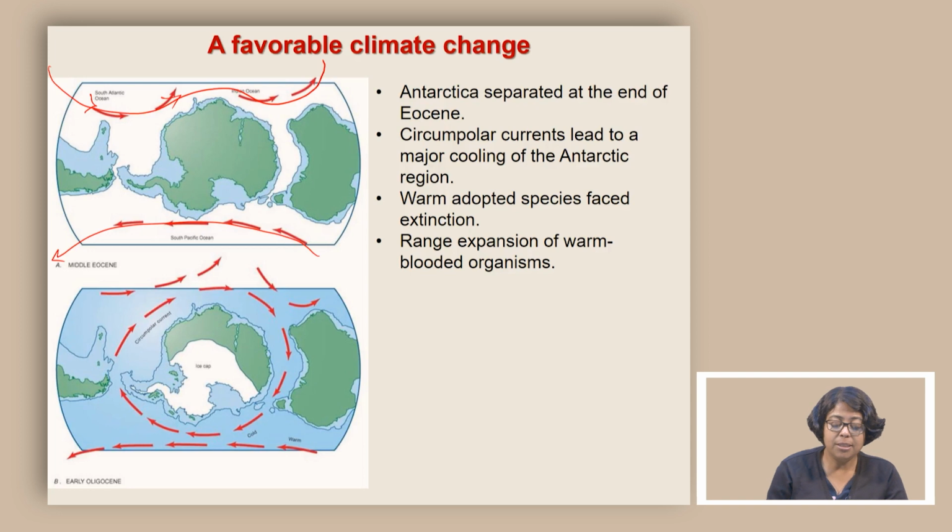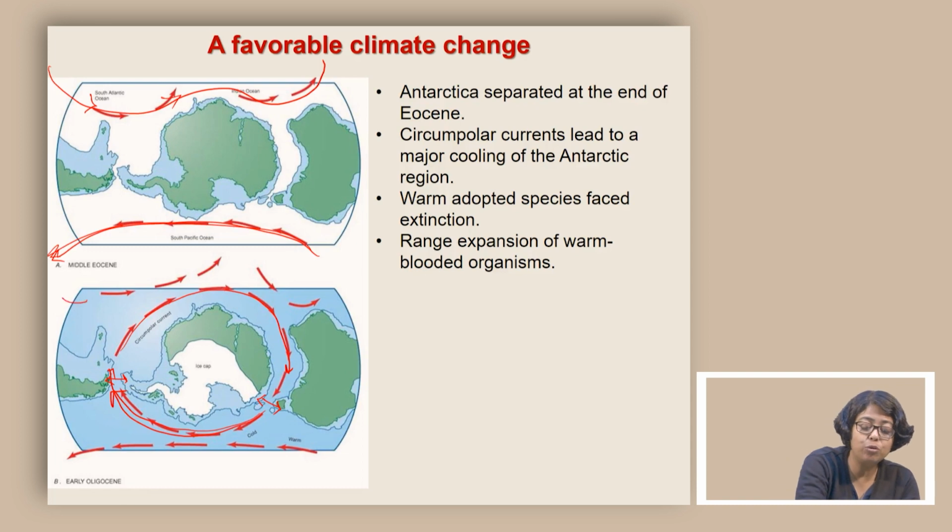But things started to change during the early Oligocene, where this distance became greater and this distance became greater. Once these distances became greater, primarily for tectonic reasons, the ocean currents no longer went the way they were going in the middle Eocene. They started to go as a circumpolar current, basically moving from this part, going through the South American tip and coming back like a full circle.